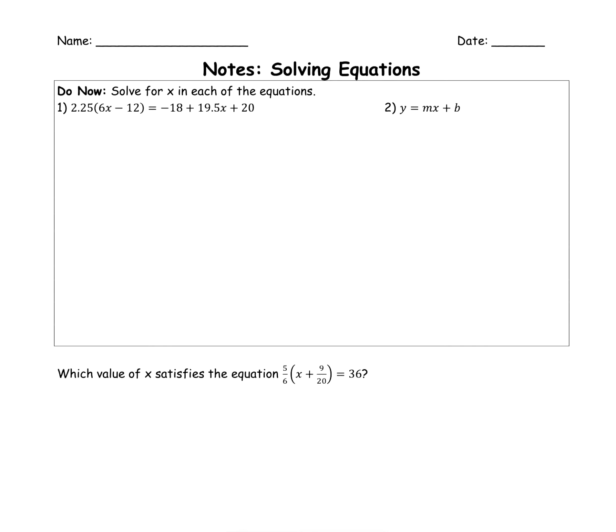This is a review of solving equations, both solving equations numerically and solving literal equations that have multiple variables. So I want you guys to do the do now, do 1 and 2, take 2 to 4 minutes, pause the video and solve those two, and play once you're done.